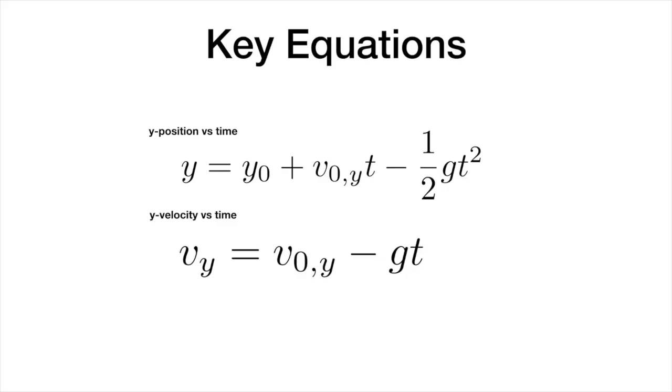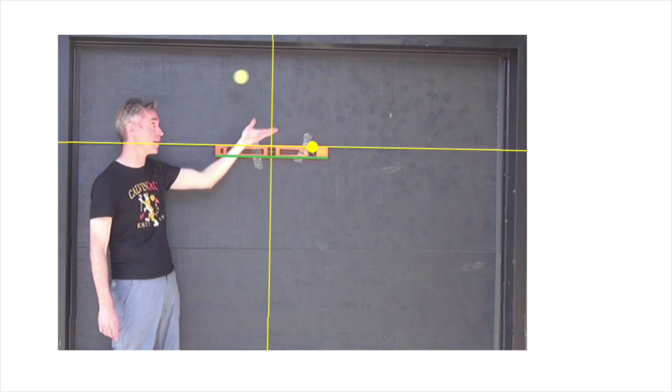In this lab, we're going to be measuring the acceleration due to gravity, the constant g, by dropping a ball and filming its motion. We're going to be using the two kinematic equations shown here to analyze this motion. We'll be studying the y position versus time and the y velocity versus time using a constant acceleration model. The way we're going to capture data is through the idea of video capture.